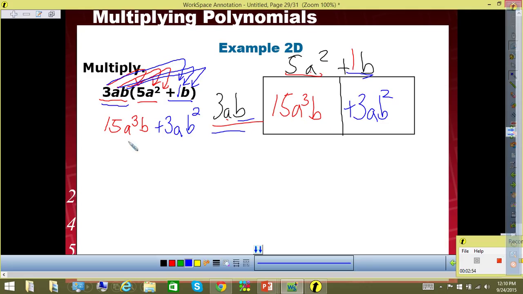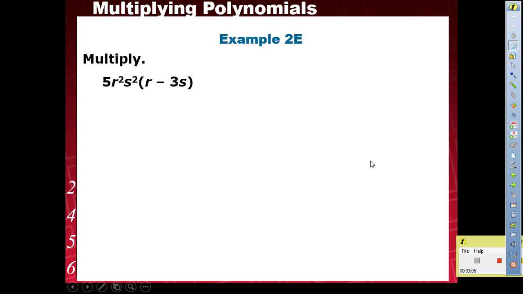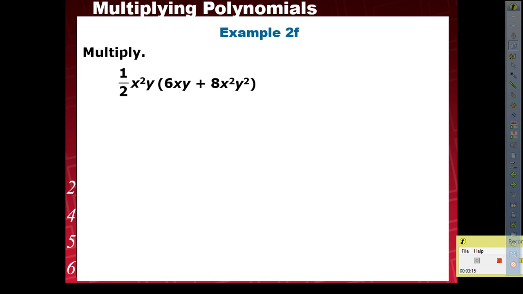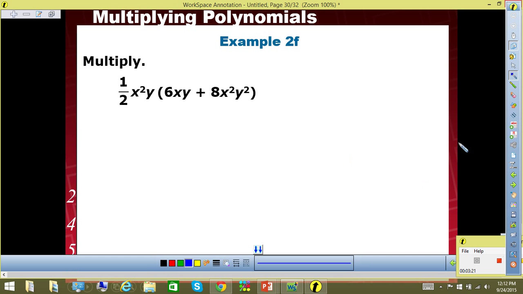Is the area the same as what we got as a product over here? Yeah. We good? All right. And then copy this one, example 2F. And do this one using any method that you like. You want to use the area model, use the area model, or distributive property, distributive property. See if you can do that one by yourself. Go.